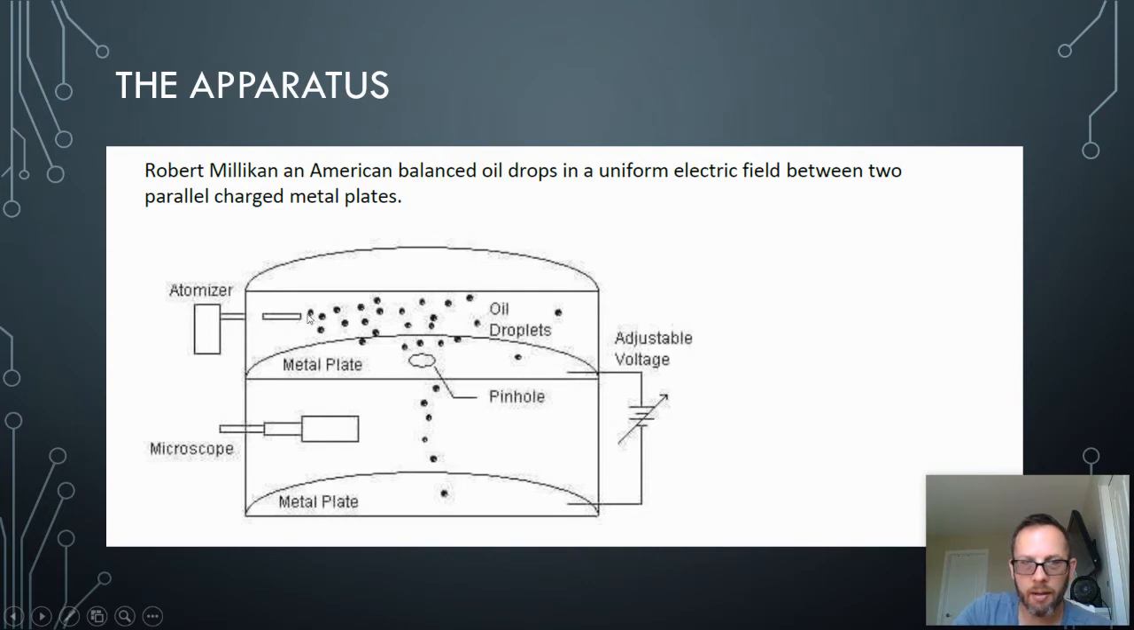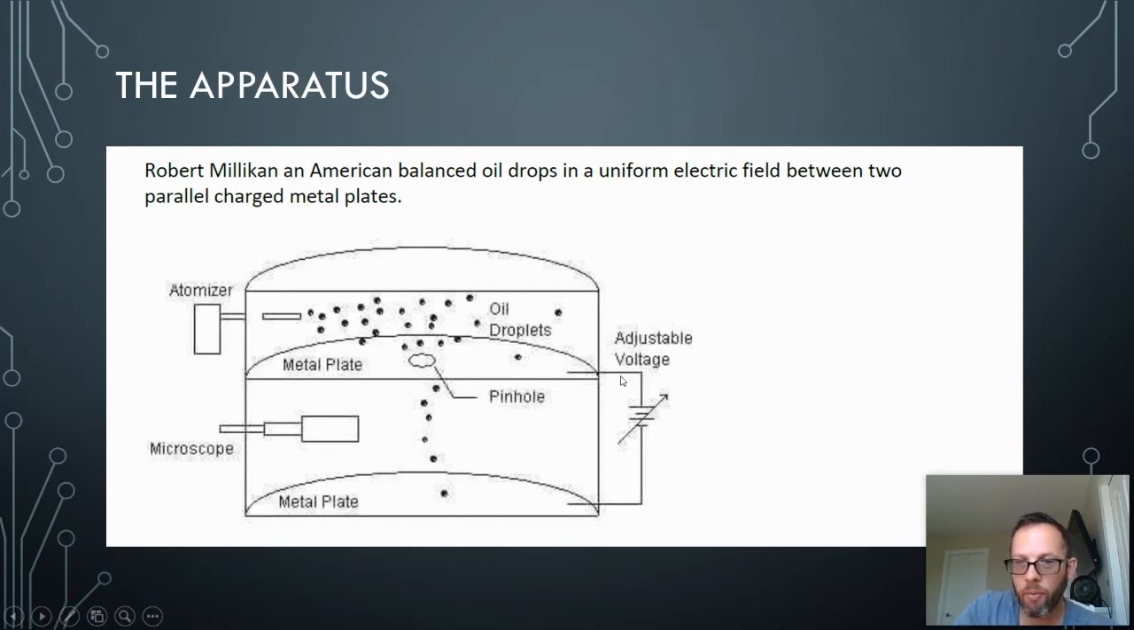He sprayed these, like I've mentioned before, just imagine a spray bottle creating fine, misty droplets. Well, an atomizer can produce droplets that are way smaller than you might see with a spray bottle of water. Squirting oil through this atomizer created very, very tiny oil droplets. And they were allowed to float through a little pinhole into the space between these metal plates.